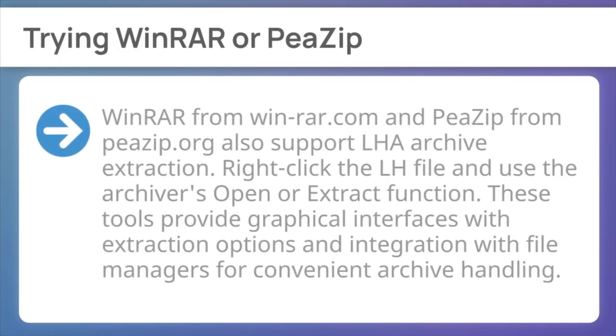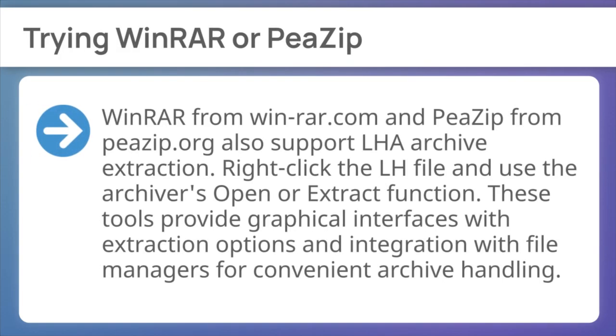Finally, trying WinRAR or pzip. WinRAR from winrar.com and pzip from pzip.org also support LHA archive extraction. Right-click the LH file and use the archiver's open or extract function. These tools provide graphical interfaces with extraction options and integration with file managers for convenient archive handling.